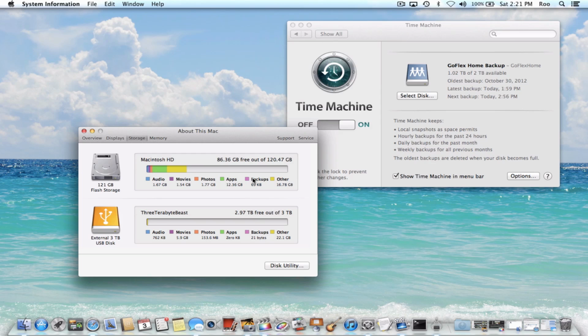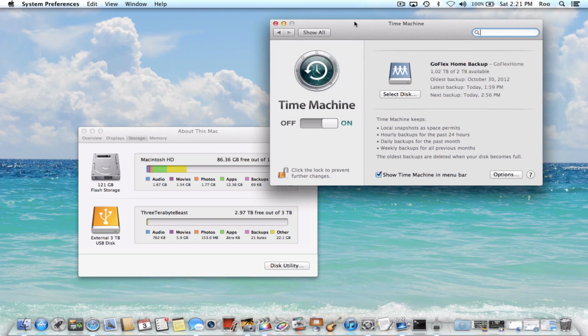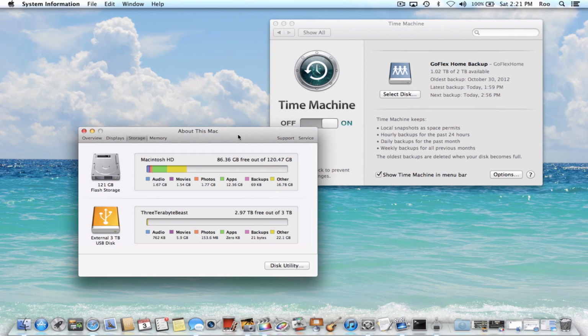So I don't know if it's because Time Machine uses temporary caching on the computer or what, but to fix the issue, all that I did, went into Time Machine, turned it off, and then I turned it back on, and then I went back into About This Mac storage, closed out and went back in, and it shows now it's only 69 kilobytes of backup space.